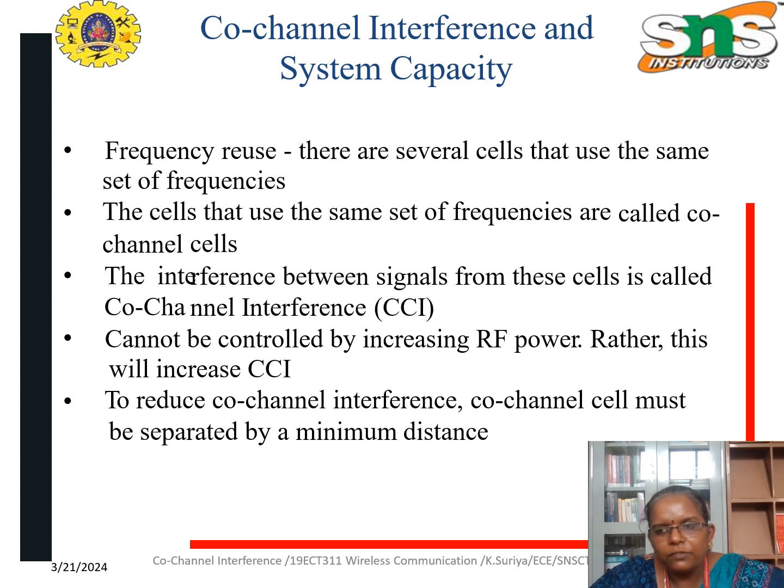Before going into co-channel interference, we need to know what co-channel cells are. You know that when several cells use the same set of frequencies, it is known as frequency reuse. All the cells which use the same set of frequencies are known as co-channel cells, and the interference caused by these cells is known as co-channel interference. This co-channel interference cannot be controlled by increasing the RF power, because this will increase the co-channel interference. In order to reduce it, one main important method is to maintain a minimum distance between the co-channel cells that use the same frequency.